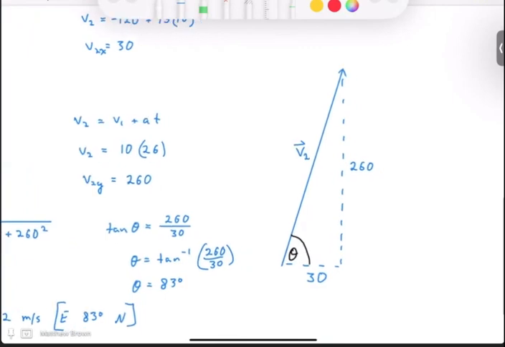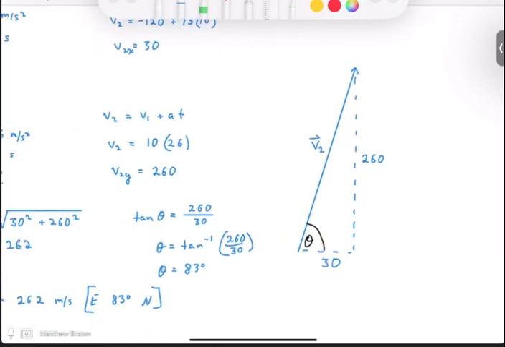I can sketch this lovely vector here. Again, the sketch is so important. I know it's positive 30, which is toward the east, and I know it's positive 260 in my coordinate system. That means I can make this vector here. When I draw in this angle, theta, I know that angle means I have to start out east and then go toward the north. That's how I'm going to report that angle when I get it.